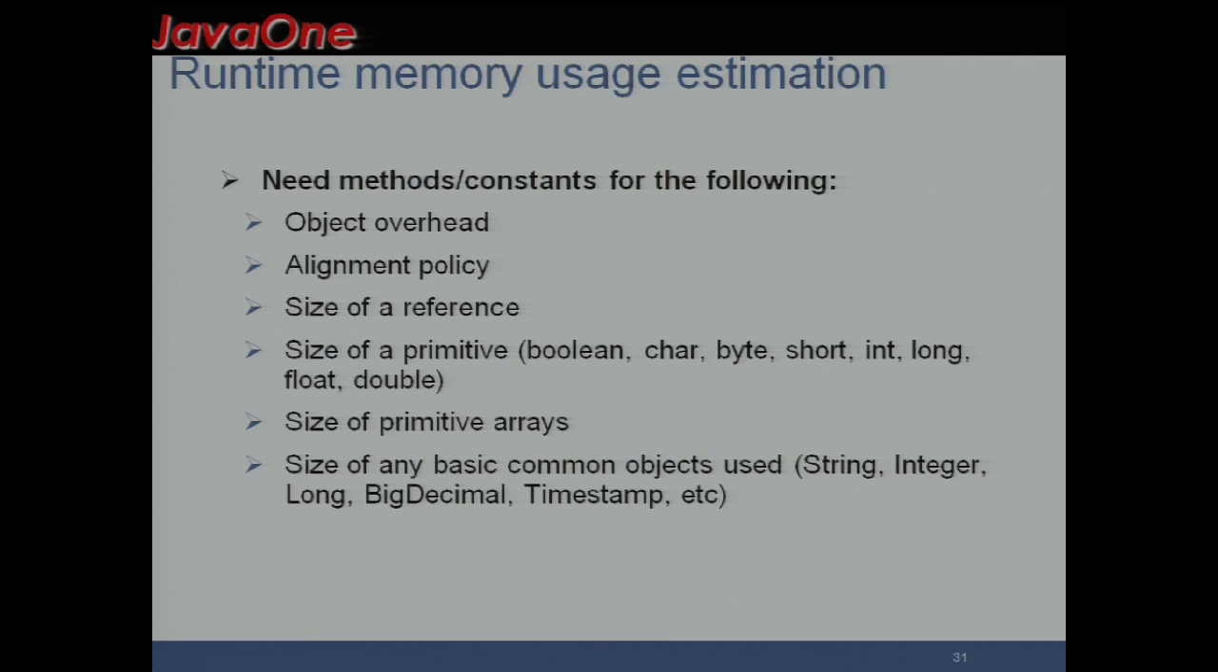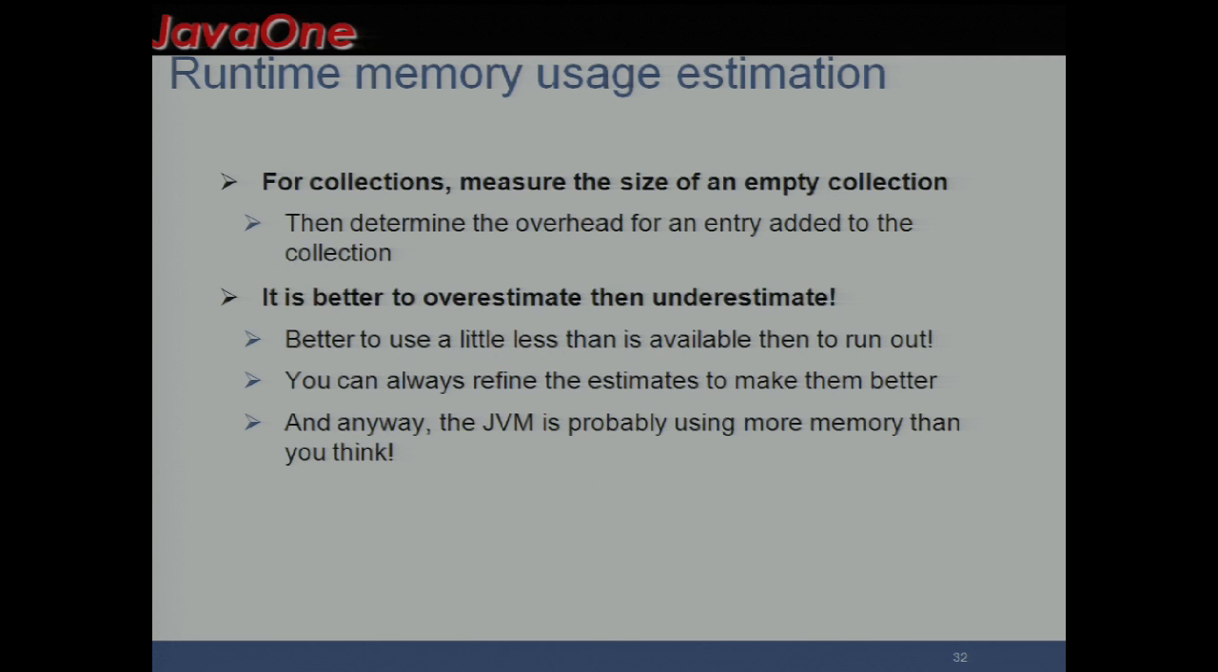So your methods, what do they need to monitor? Well, you need to have them estimate your object overhead. You've got to take into account your alignment policy, size of a reference, size of primitives, size of primitive arrays, and then any basic objects you're using like String and Integer and BigDecimal and so forth. And then for collections, you want to measure the size of an empty collection, and you want to make sure you determine the overhead for any entries that get added to the collection.